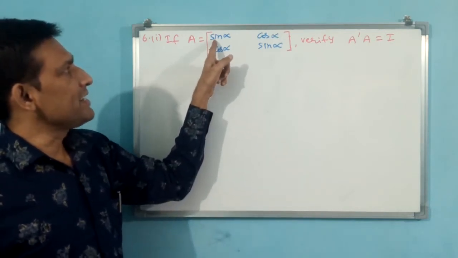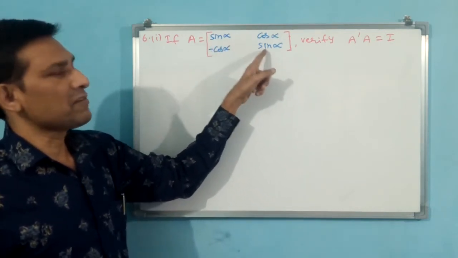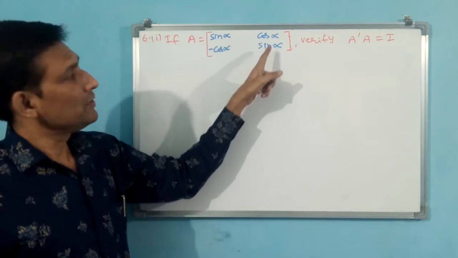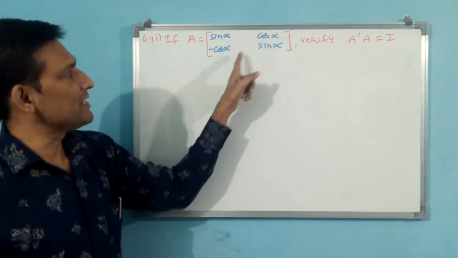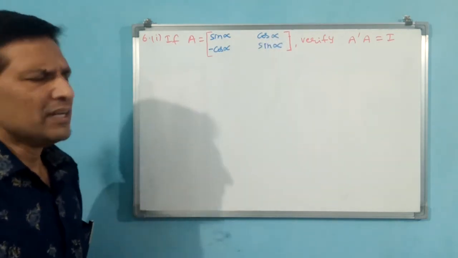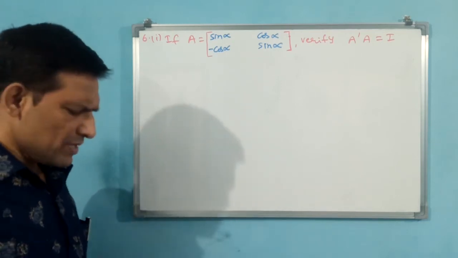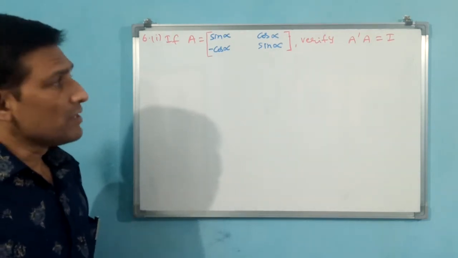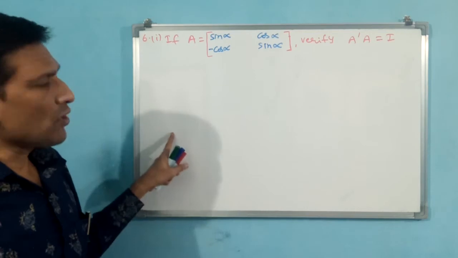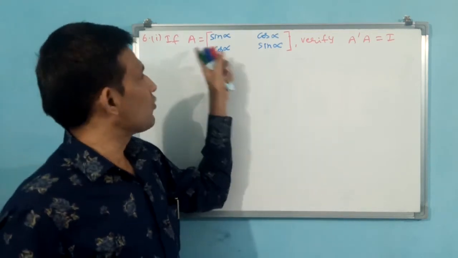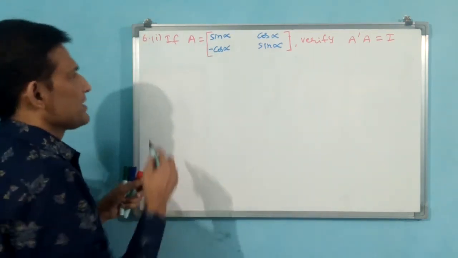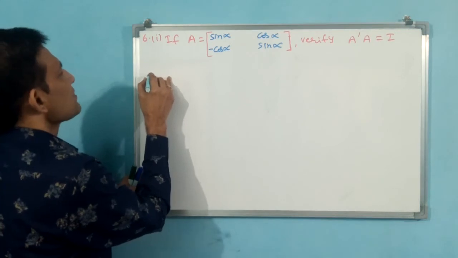But earlier, in these two places cos alpha was there. Now sin alpha has become. Earlier in those two places sin alpha was there, now they have replaced it with cos alpha. This also we can do, the same thing is going to come. Let us do it. First you have to find A transpose, then by the side again you have to write A, for multiplication easiness.